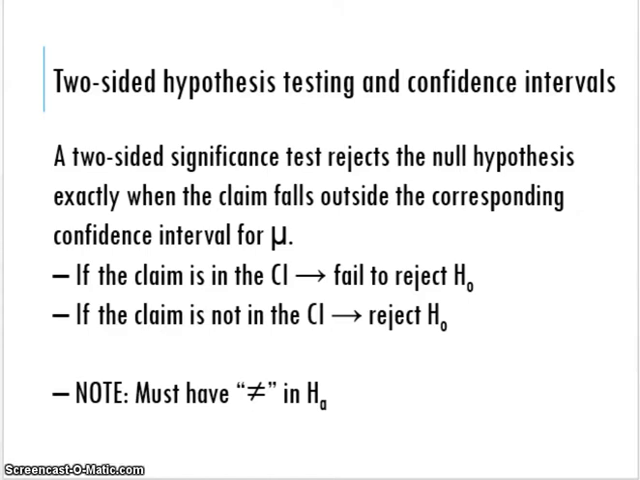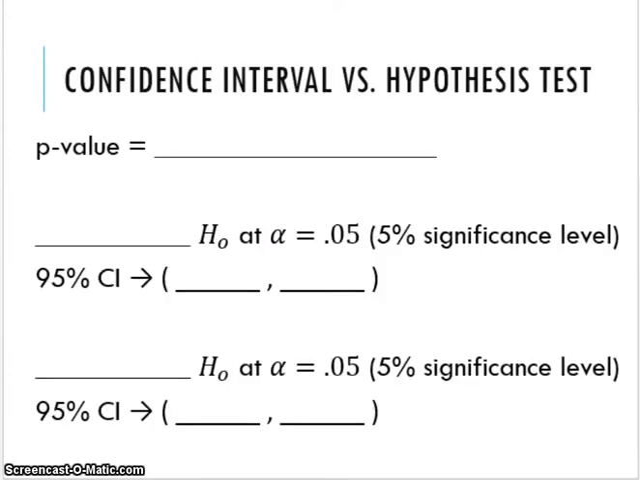A two-sided significance test rejects the null hypothesis when the claim falls outside the interval. So if the claim is in the confidence interval, we're going to fail to reject. If it's not in the interval, we're going to reject. Let's see how that works for this specific problem.